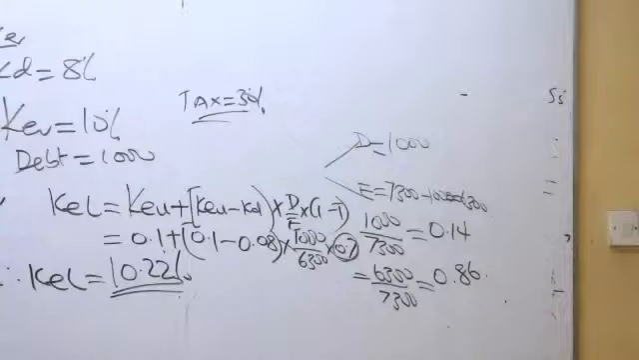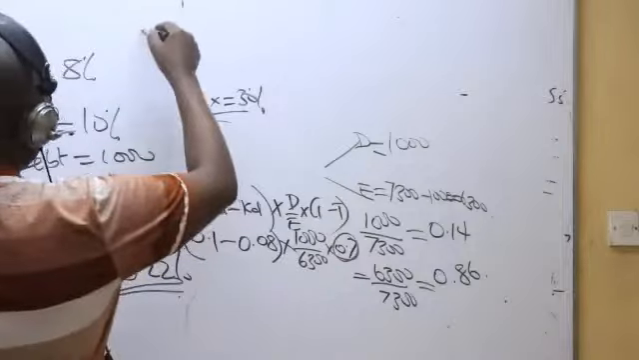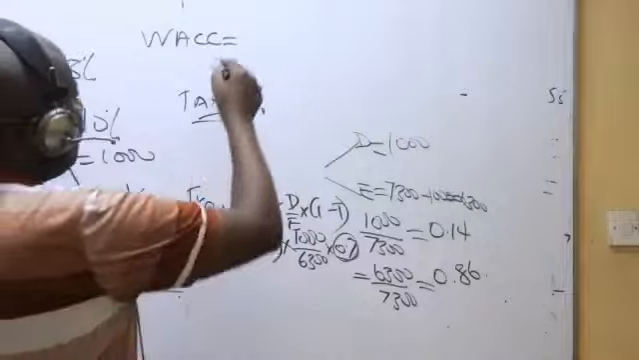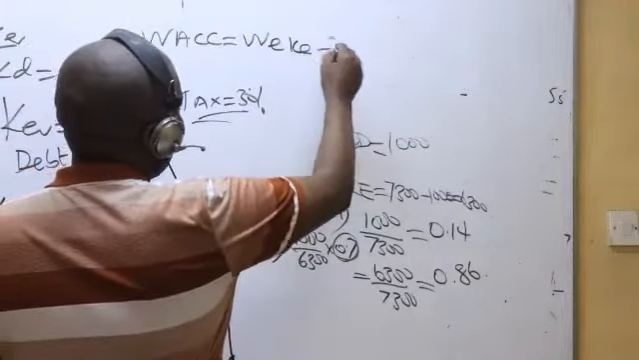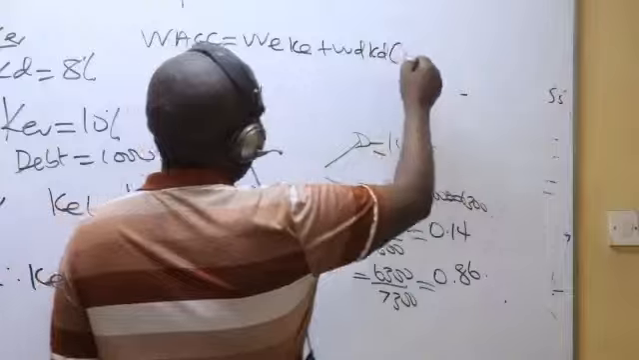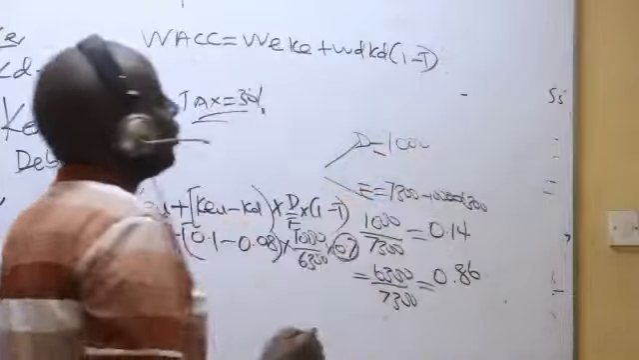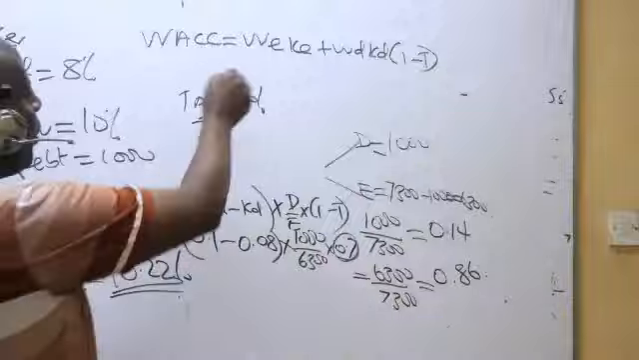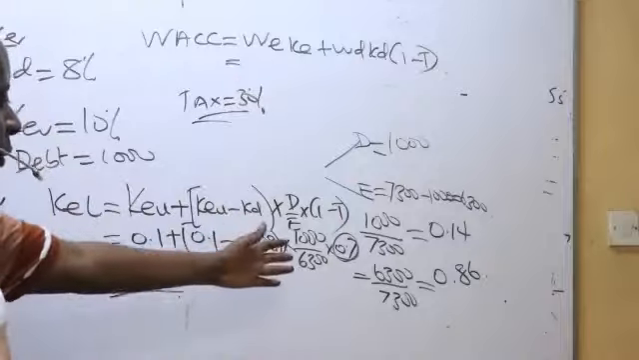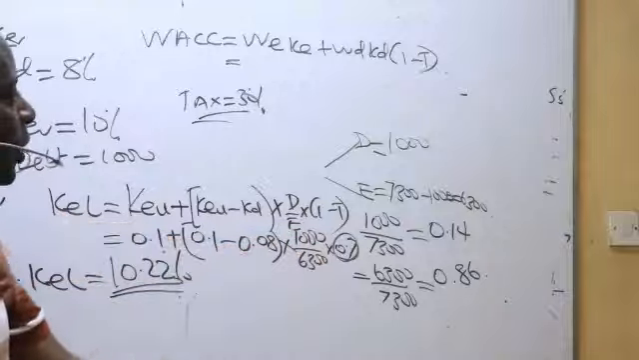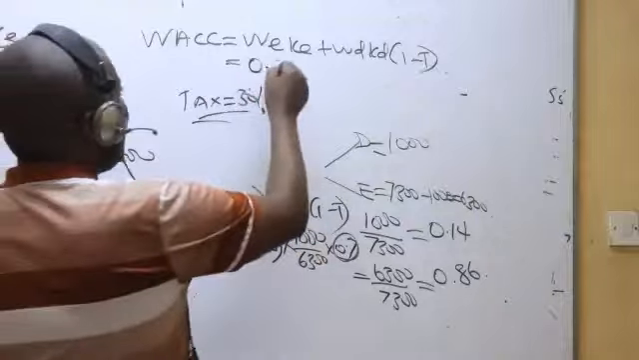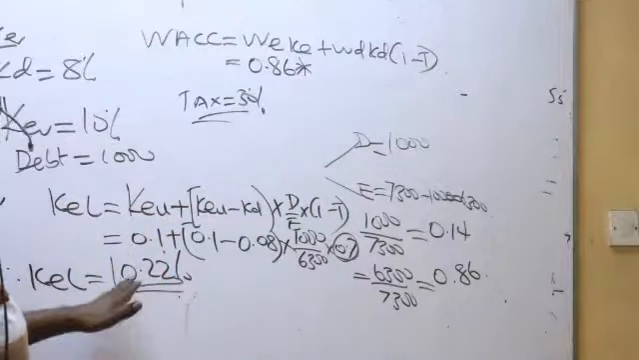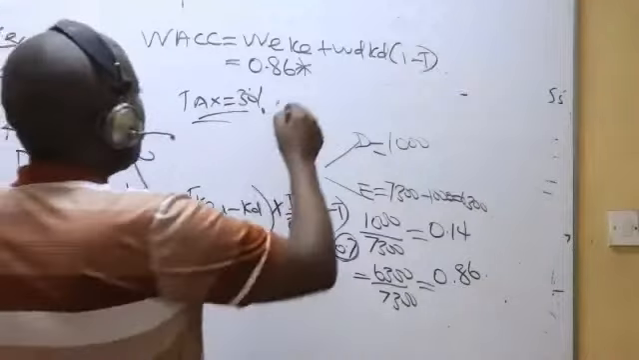So after this, they want us to come and give them the WACC. We know the formula. It is weight of equity, cost of equity, plus weight of debt, cost of debt, times 1 minus tax. The weight of equity, we already have the figure: 0.86. So we have 0.86 times cost of equity. Cost of equity here is KL, this 10.22%.